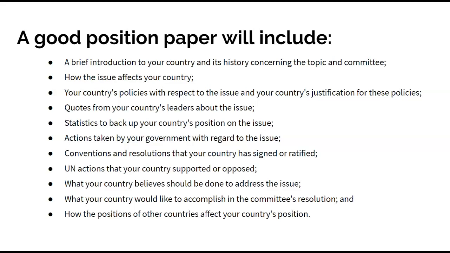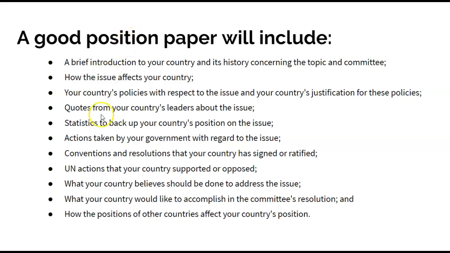So for example, if you're talking about reducing inequalities, then one of the policies of the country can be to give women the same right to enter universities and to make sure that the same number of women and men enter universities during the first semester. So that is a policy, and you gotta explain why.